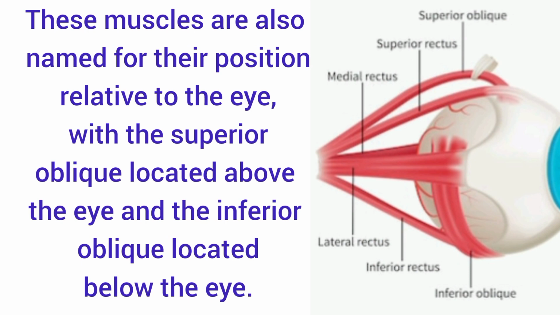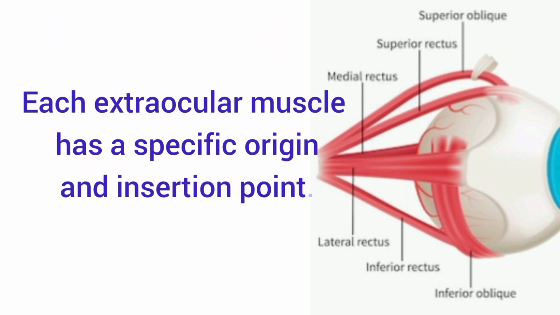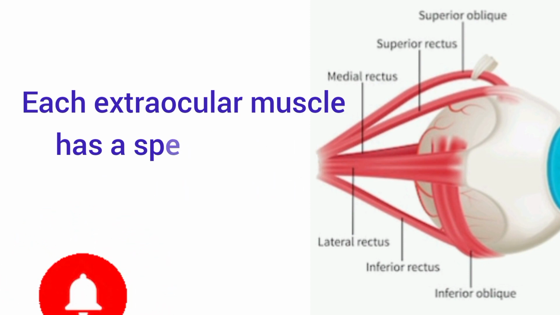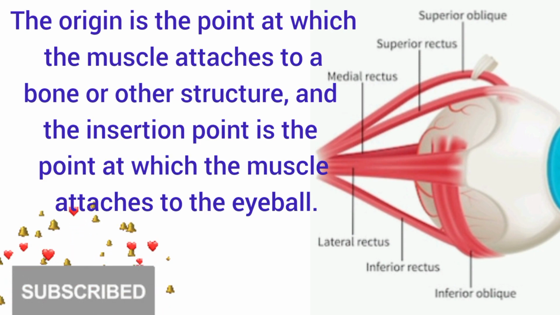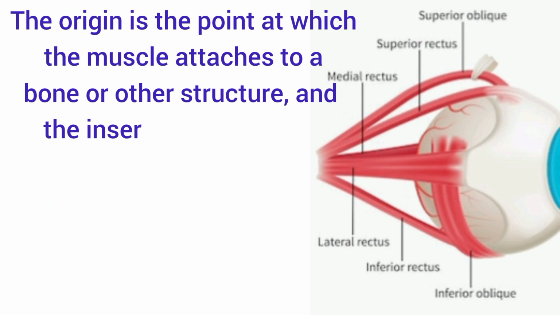These muscles are also named for their positions relative to the eye, with the superior oblique located above the eye and the inferior oblique located below the eye. Each extraocular muscle has a specific origin and insertion. The origin is the point at which the muscle attaches to a bone or other structure, and the insertion point is the point at which the muscle attaches to the eyeball.